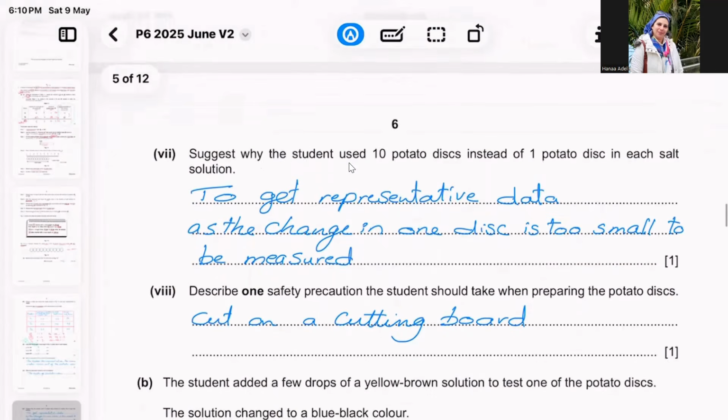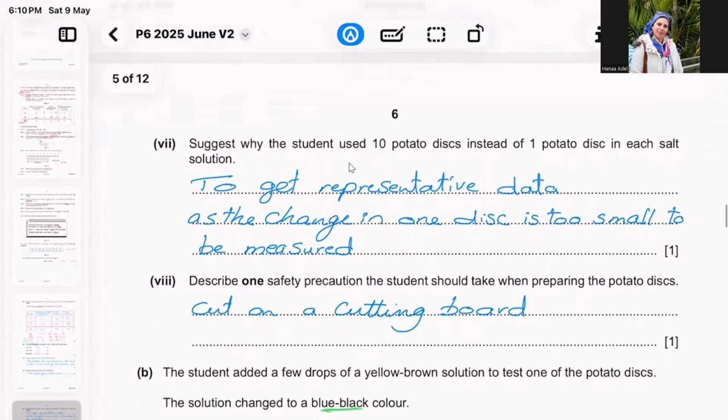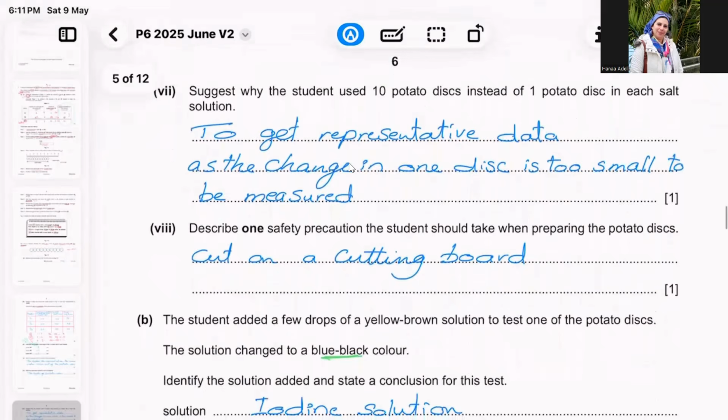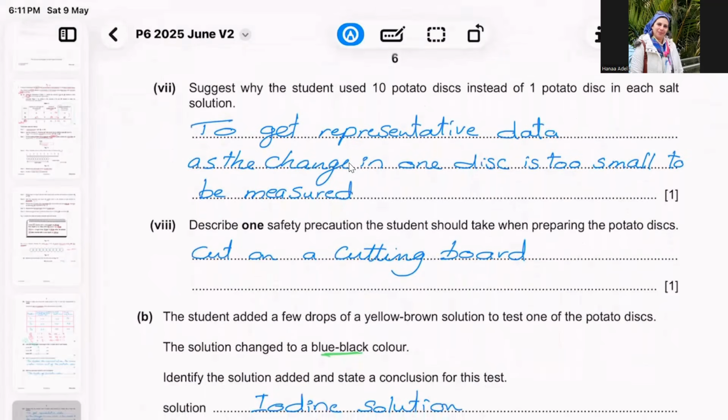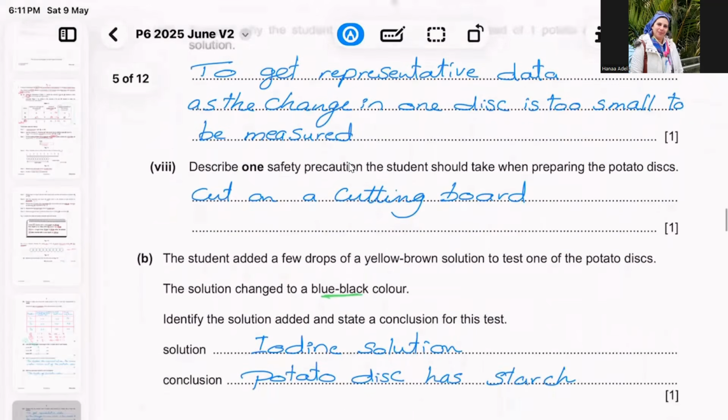The student added a few drops of yellow-brown solution to test one of the potato discs. The solution changed to blue-black color. Identify the solution added and state the conclusion for this test. So it was yellow-brown and it becomes blue-black. So this solution is iodine solution. This means that the potato discs contain starch.